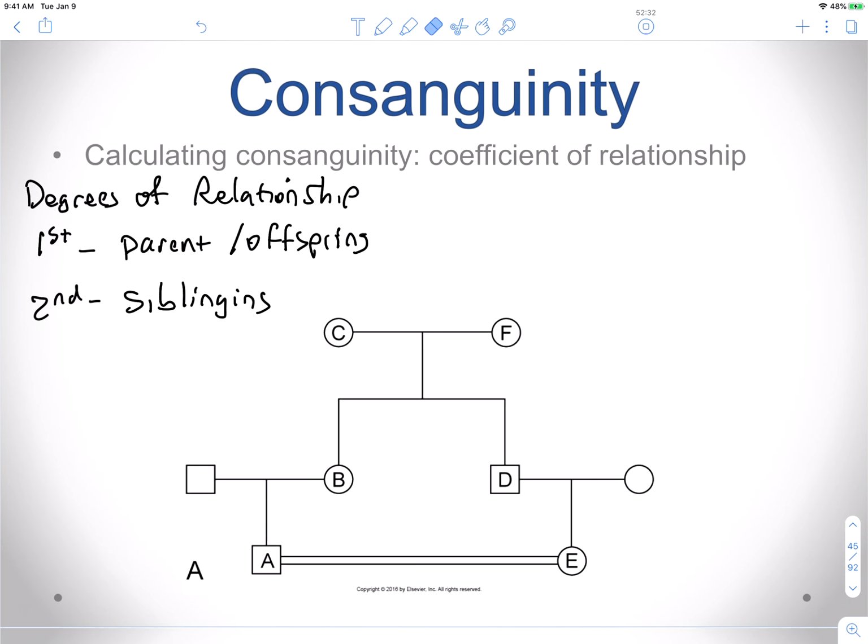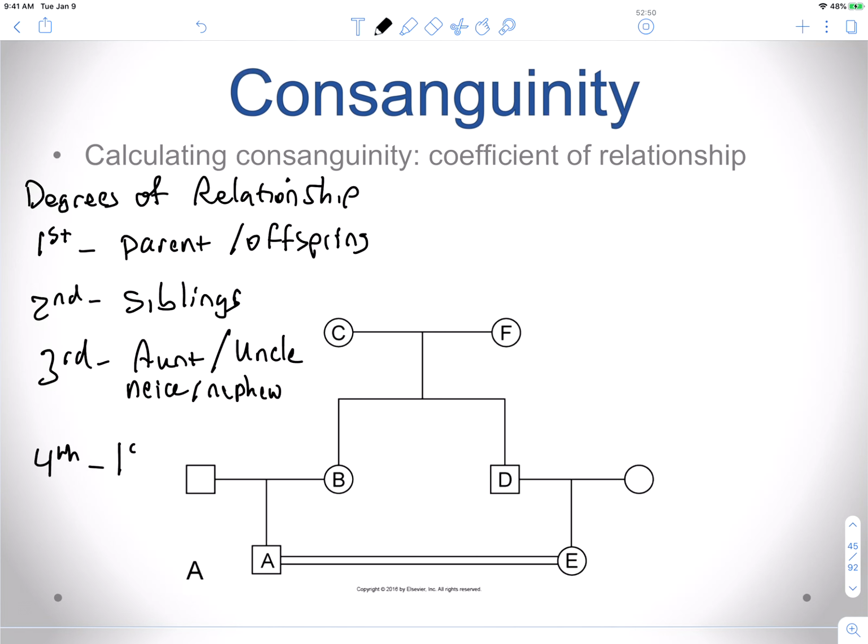So your siblings. Your third is your aunt, uncle, niece or nephew. And your fourth is first cousins. Okay, so you have consanguinity, which is going to be calculated by a coefficient of the relationship.